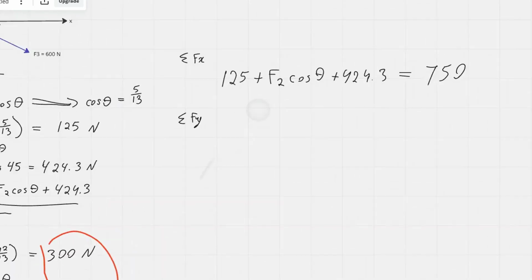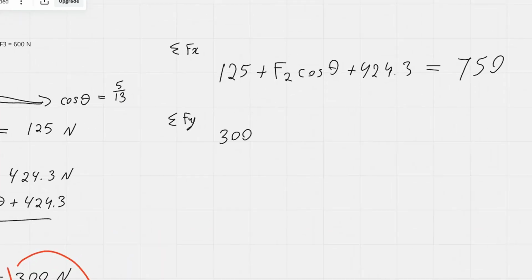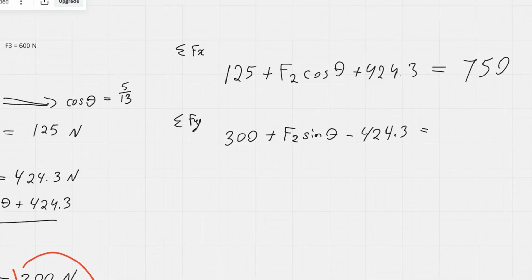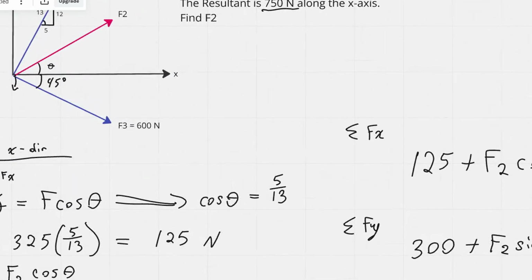So we'll do 300 plus F2 sine of theta plus or minus 424.3. Now, don't go ahead and put 750 here, because if you think about it, our resultant force is something like this. This is our resultant force, this is our F_R. It's acting upon the x-axis. So it has 750 newtons acting upon that. That's what's given in our problem.